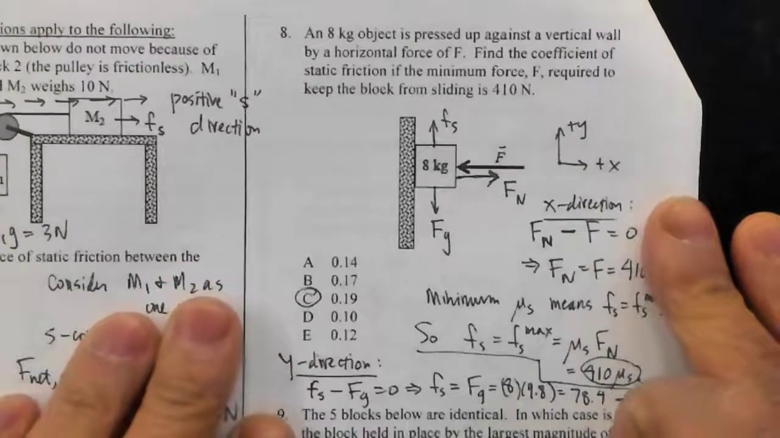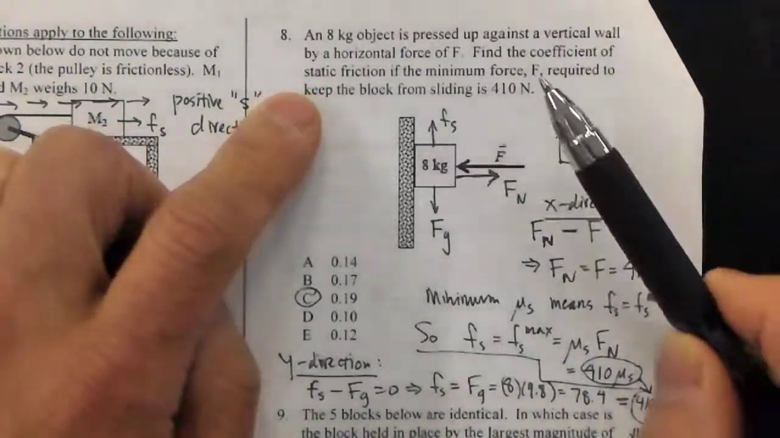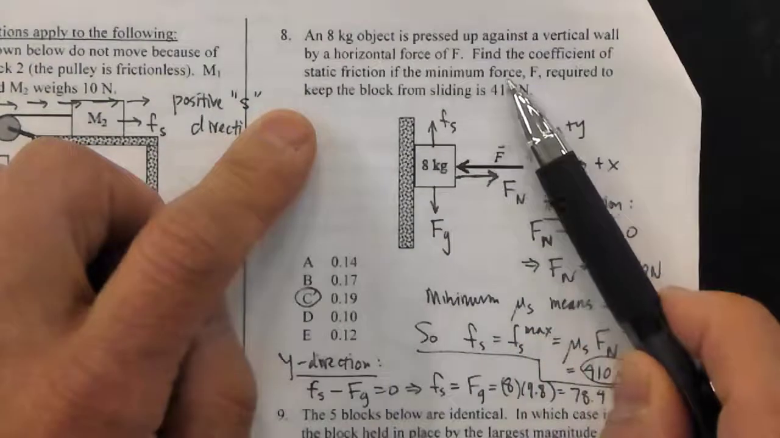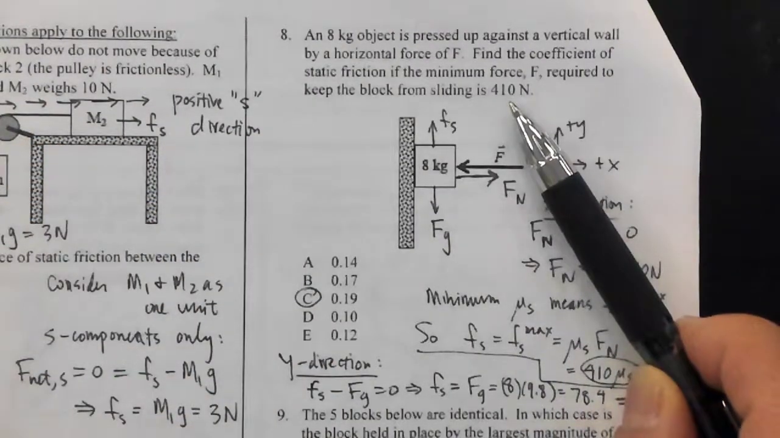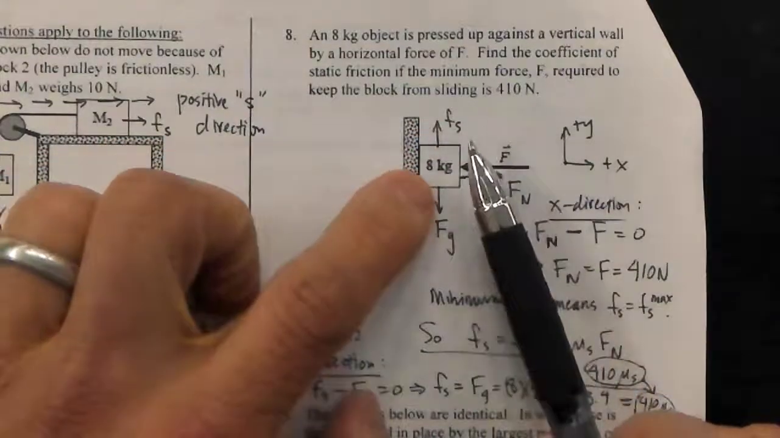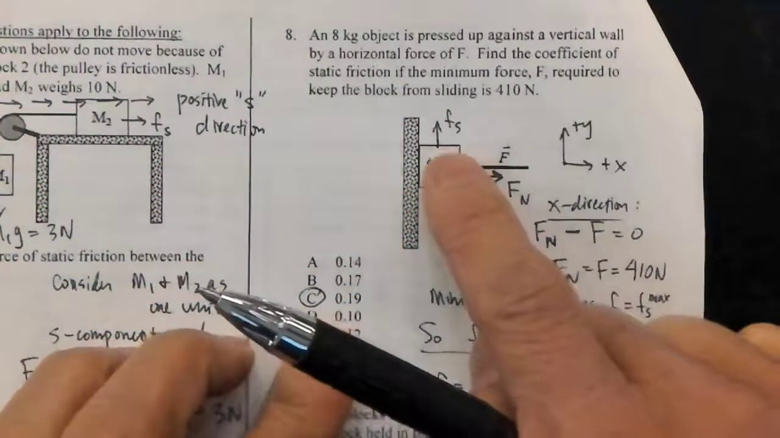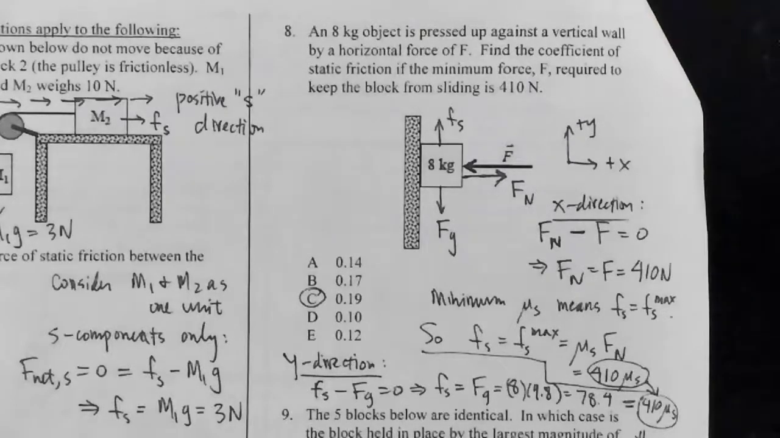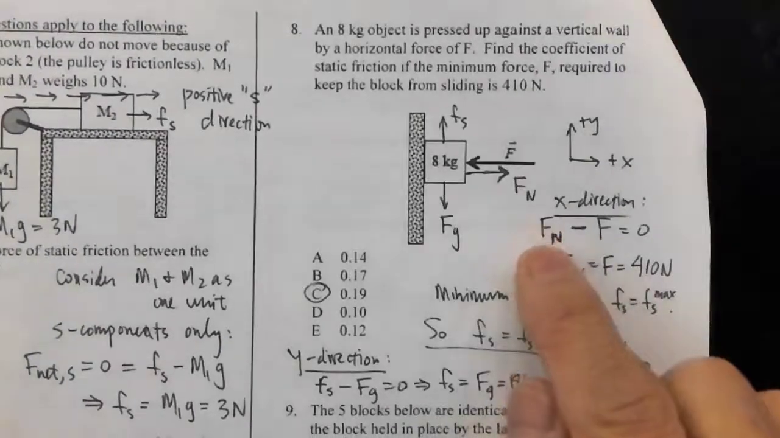An 8-kilogram object is pressed up against a vertical wall by a horizontal force F. Find the coefficient of static friction if the minimum force F required to keep the block from sliding is 410 newtons. Okay. So they're saying that the minimum force needed for this to not move is 410. What that means is that the static friction force is going to have the same strength as the maximum possible static friction force. If it was not the maximum possible static friction force, then we could release a little bit of the force and it would still stay there because the static friction force would still be able to deal with it.